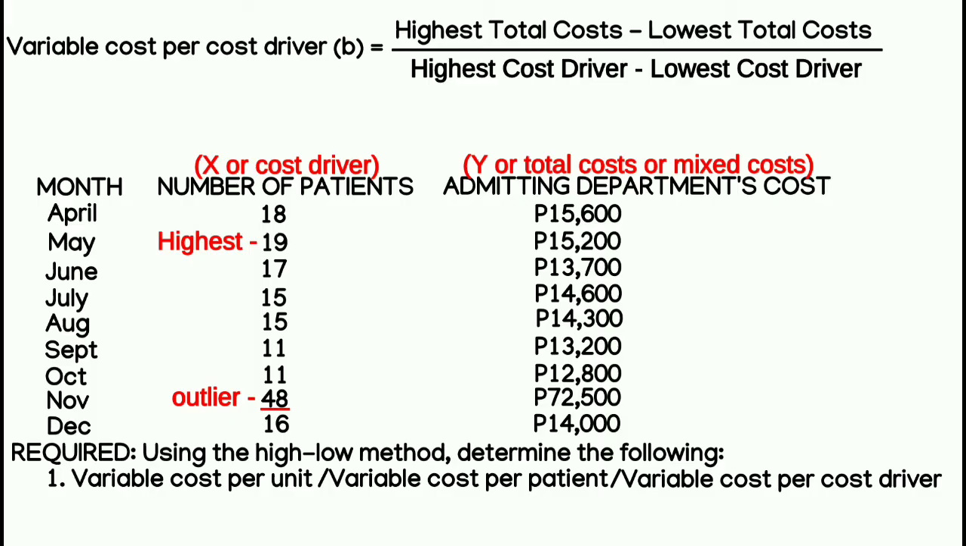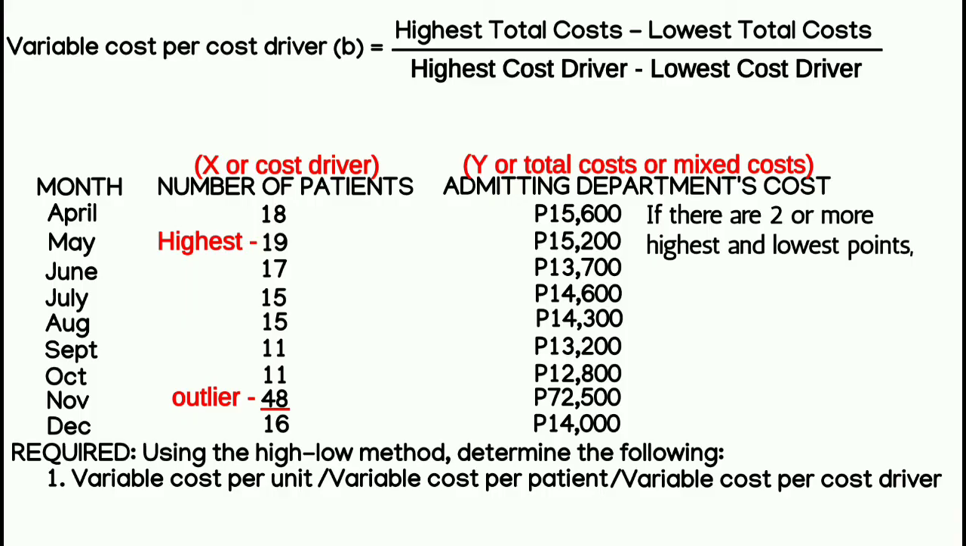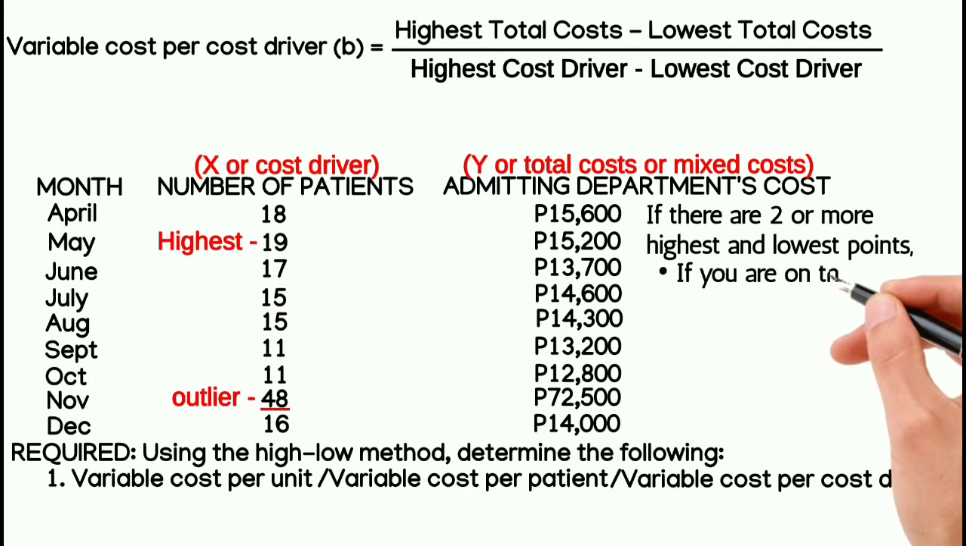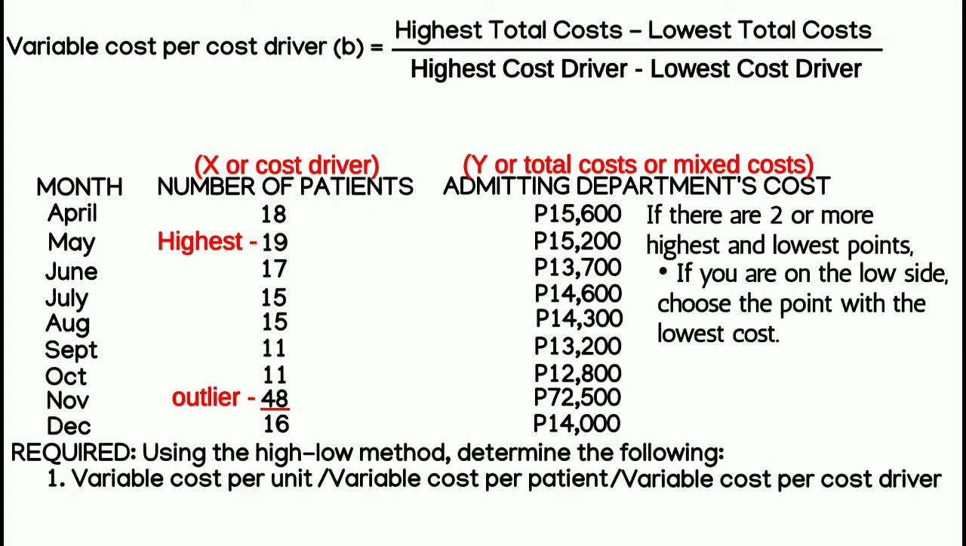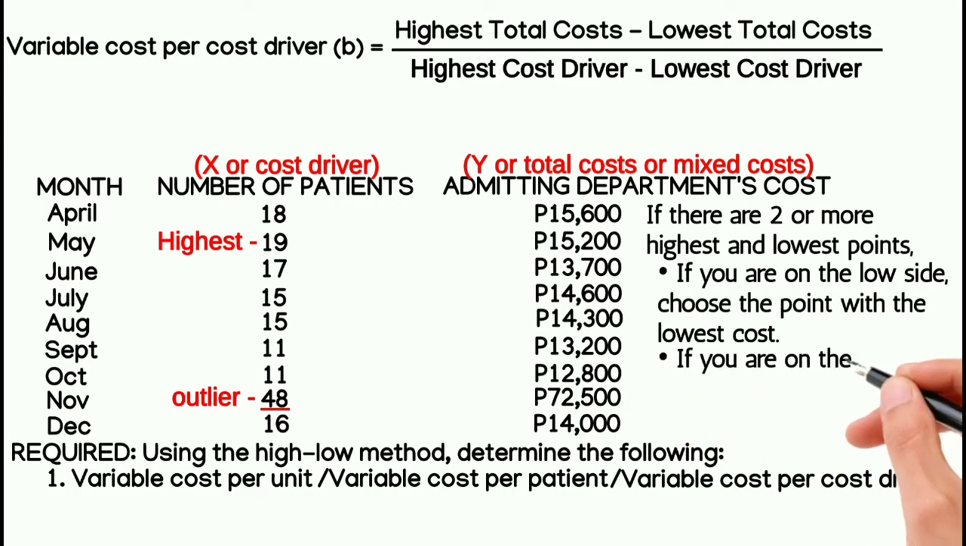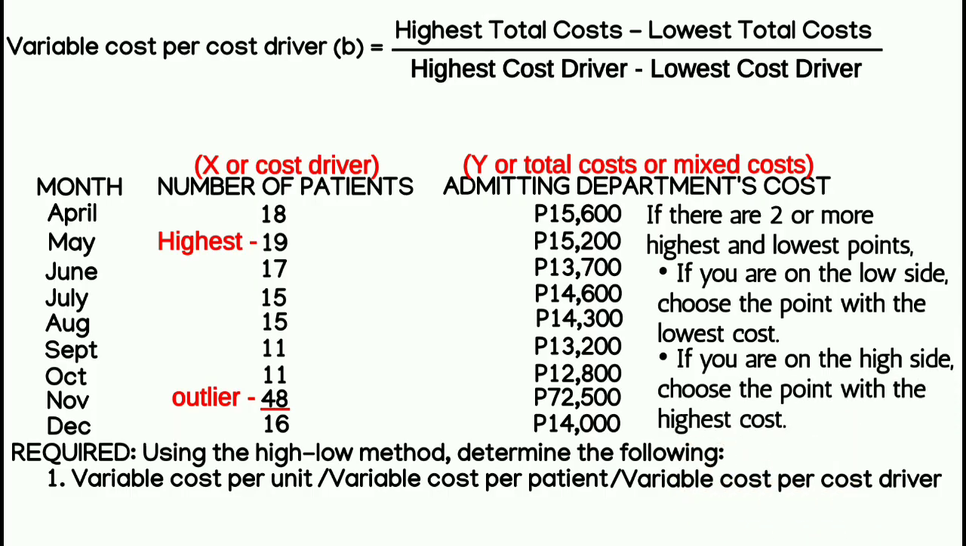Wala tayong problem if merong isang 11. Pero pag may dalawang 11 or merong dalawang lowest points, of course, merong magiging problema because hindi mo alam kung anong pipiliin mo dyan sa dalawang 11. If you are on the low side, choose the point with the lowest cost. And if you are on the high side, choose the point with the highest cost.